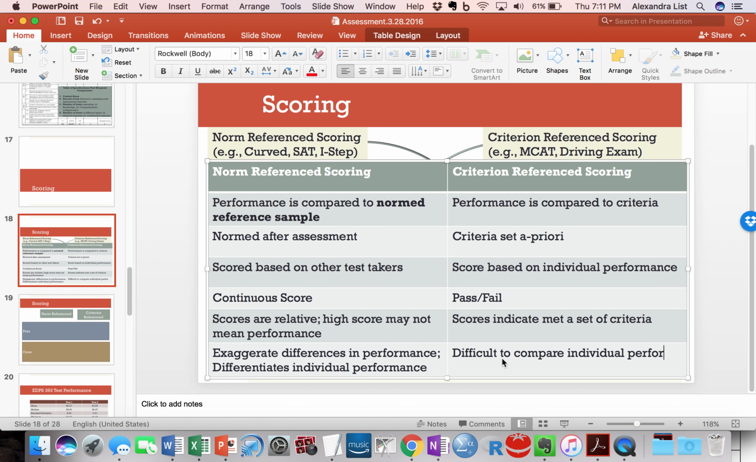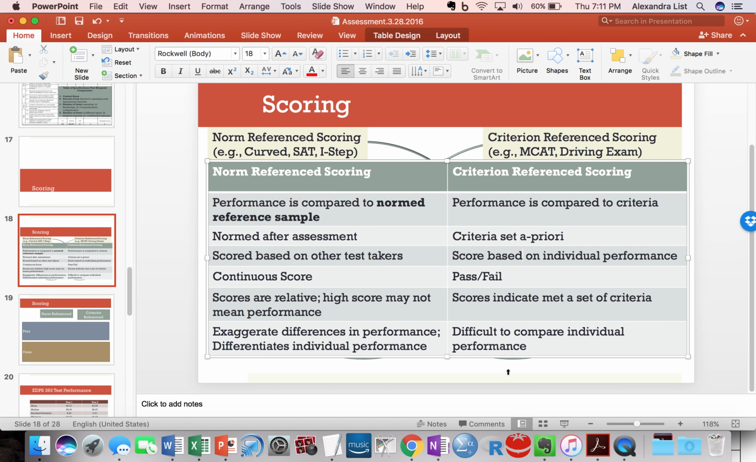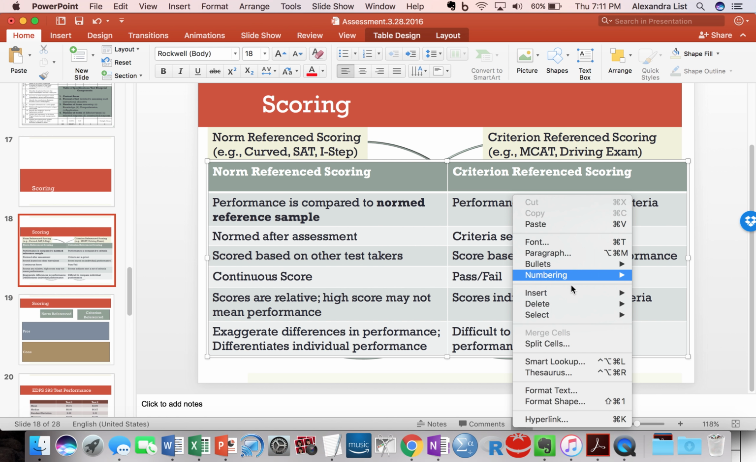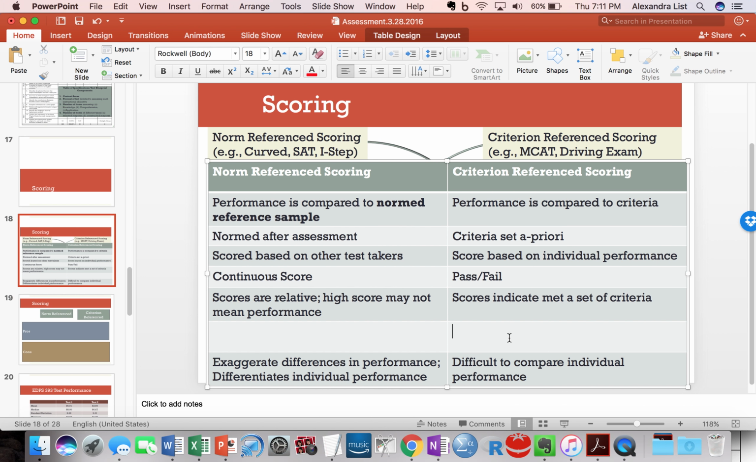So all I know is that everybody passed the exam, or some people passed and some people didn't. But I don't really know, well, how well did you do relative to other people? Was it a kind of a high pass or was it a low pass? But of course, the big benefit of criterion reference scoring is that it makes sure that a set of criteria are met. What that means is that let me put that below, insert row below, okay.